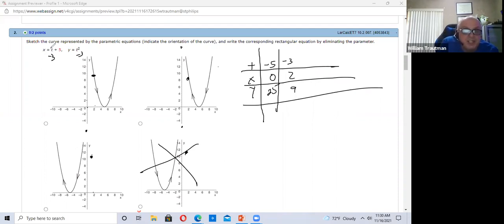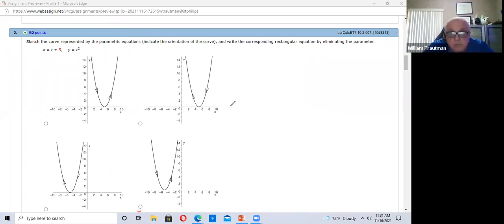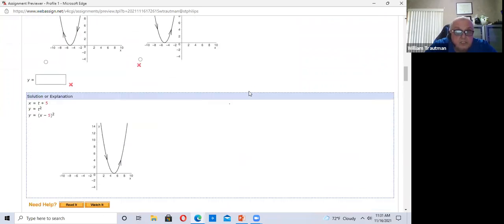So if I put a -3, x is 2, and y is 9. So it's one of these two that is correct. Now, we went from way up here to down here. So our graph should be going, this is -5, -3, as t gets larger, the graph is going this way. So it looks like the first one is the correct answer because the arrows are going that way. This one, the arrow is going the wrong way. So the correct answer looks like A. And I think that's A, yes.